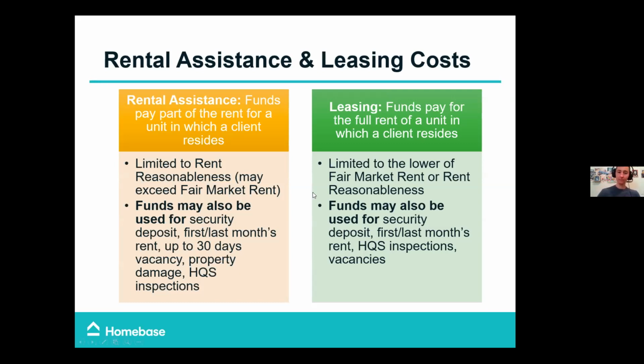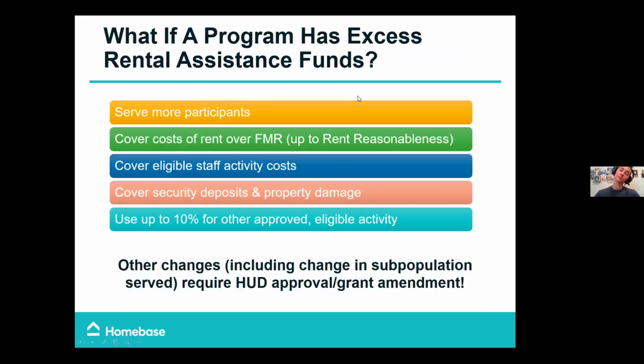Moving on to the next slide. Given that rental assistance fluctuates based on participant contribution, it is possible for a program to have excess rental assistance funds. In such a case, you'll want to consult the interim rule for various options for spending out funds. One available option, of course, is you can serve more participants.